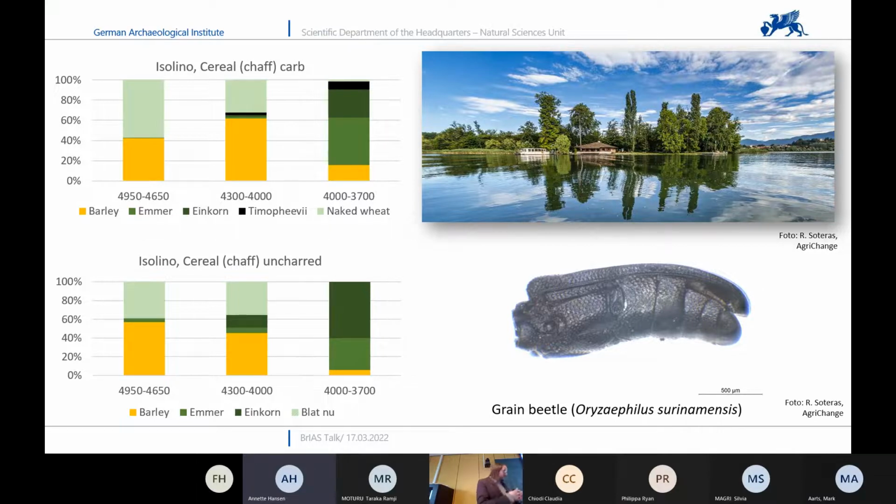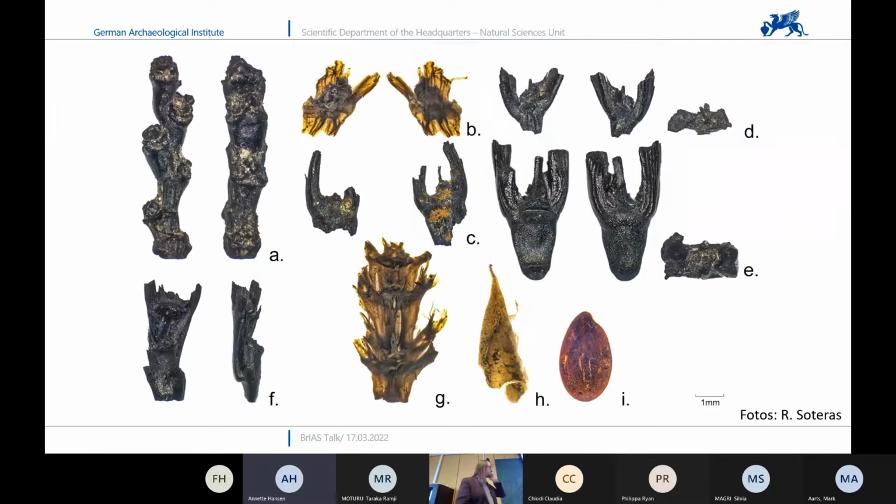These two pests together are really damaging for the crops because one attacks first and then the grain beetle just feeds from the leftovers and they can really spoil a whole harvest. So one of the hypotheses would be, could they be switching from naked wheat to glume wheats just to get rid of these pests?